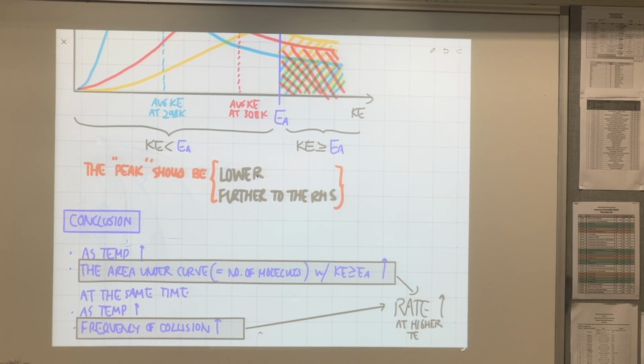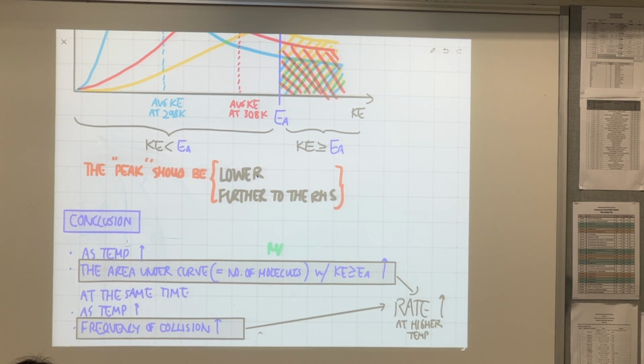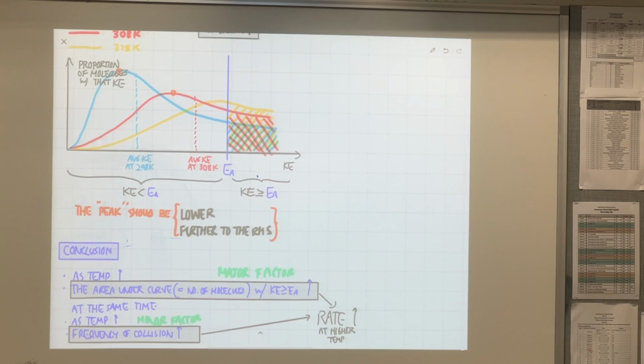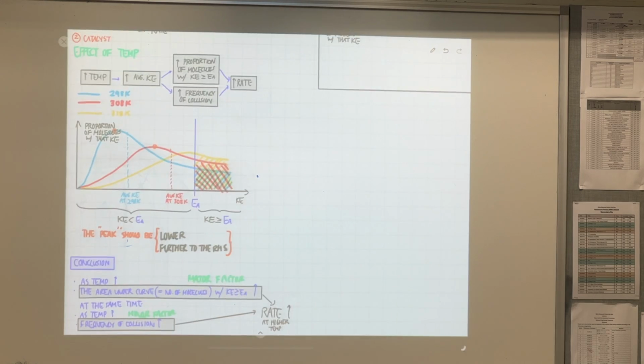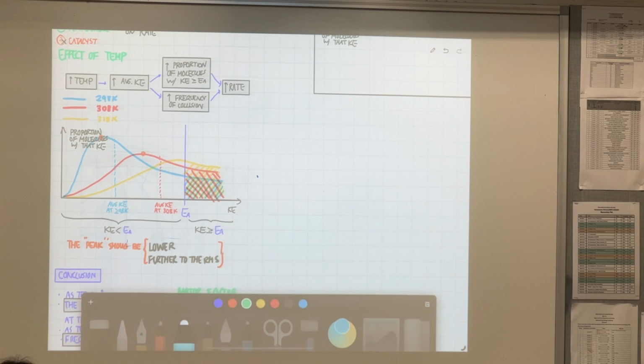So if you ask me which is a more important factor, this one is a more important factor. So this is the major factor. This factor below is a minor factor. It's not as important. Okay? What is important is that the area grows noticeably larger when you raise the temperature. So that's what you can learn from the Maxwell-Boltzmann distribution.